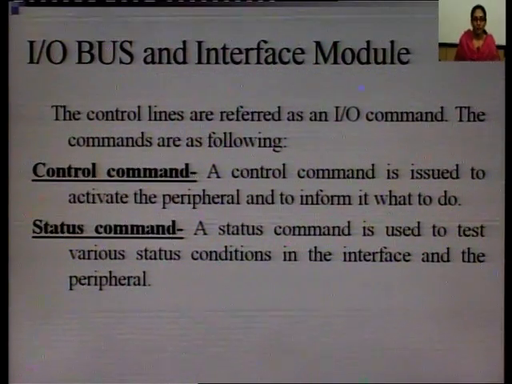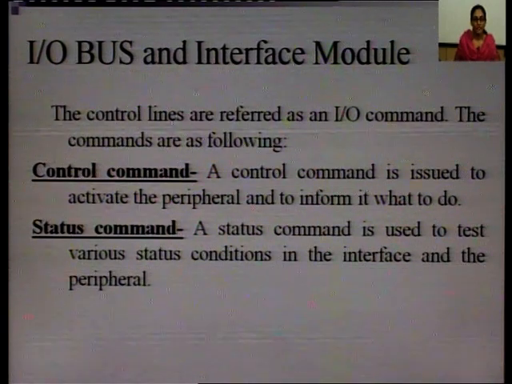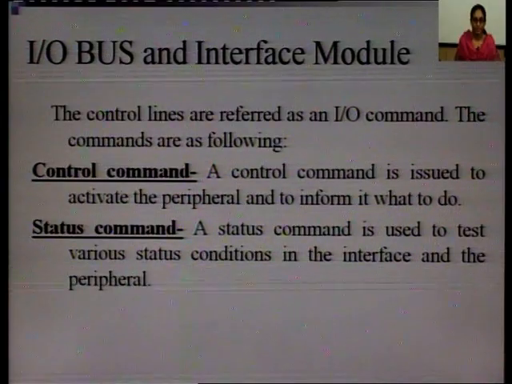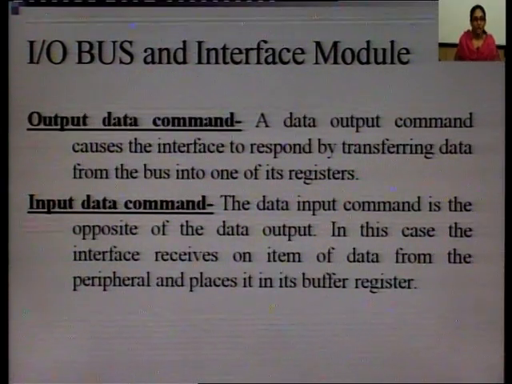First is the control command. What is the control command? The control command is issued to activate the peripheral and to inform it what to do. Second is the status command. The status command is used to test the various status conditions in the interface and the peripherals. Third is the output data command.